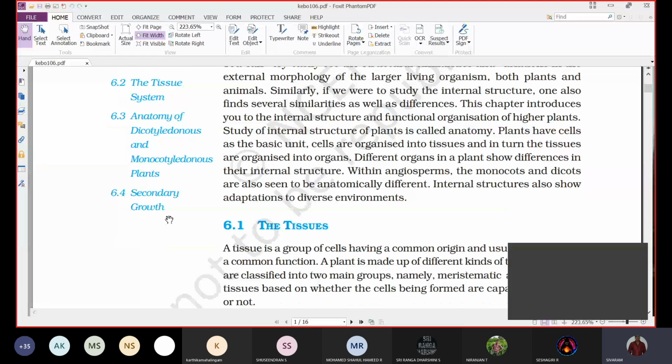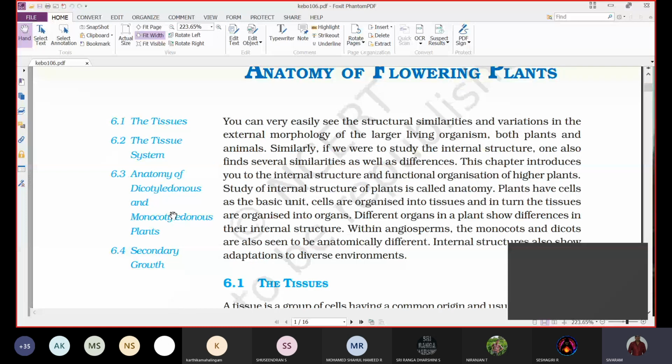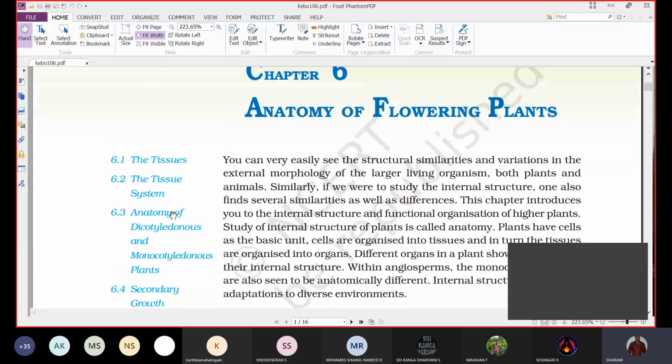That means the growth that occurs in the later period of the plant body. What is its importance? How does it occur, and in which plants does it occur? What is the importance of this secondary growth in plants? That we'll discuss. So these are the different concepts that we will cover under the topic anatomy of flowering plants.